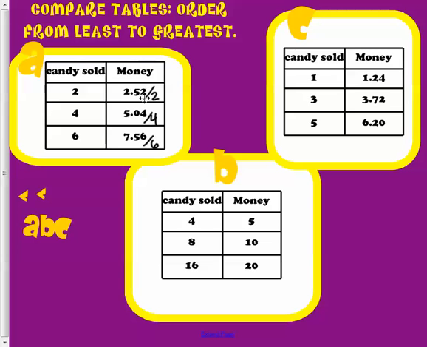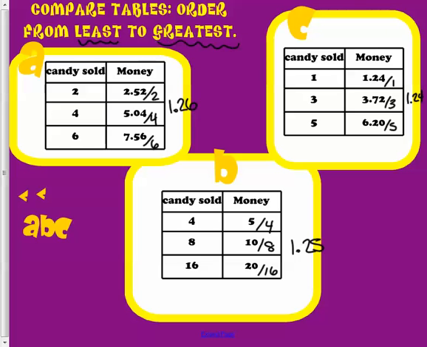When I divide my money by my number of items, I get $1.26. Over here, if I divide my money by the number of items, I get $1.24. Go ahead and check my work as we go. And for this one, if I divide each of my money by my candy items sold, I get $1.25. So let's order these from least to greatest, because that's what they ask us to do up here.